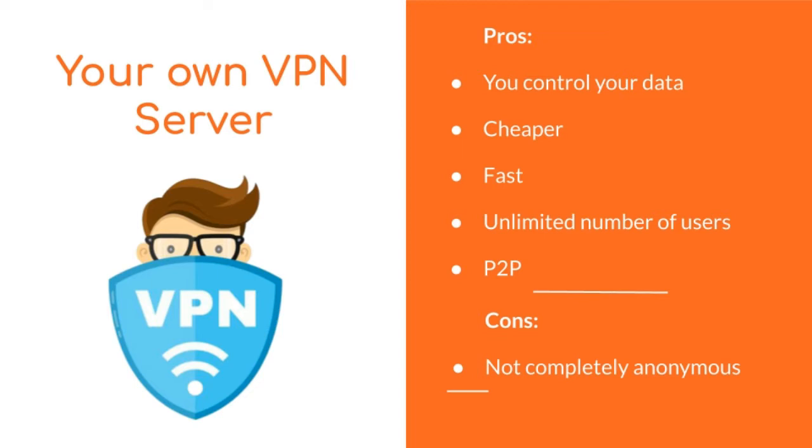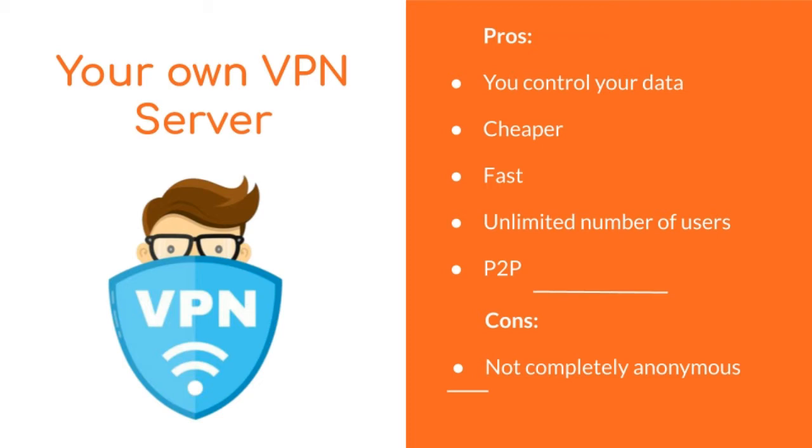Third is, it's fast. You can choose to host the VPN server in a data center close to your location. This would give you an advantage of speed. Fourth is, unlimited number of users. With third-party VPNs, the number of users are limited. But since this is your own VPN, you can use it on as many devices as you like.